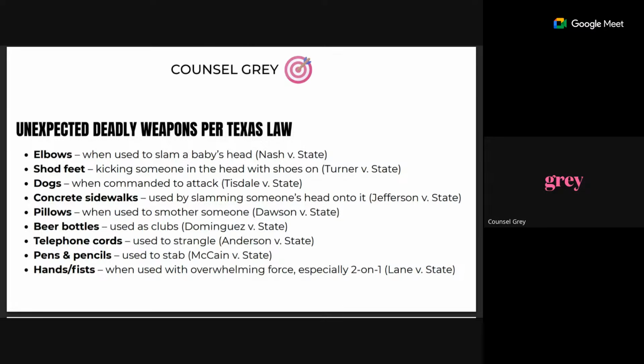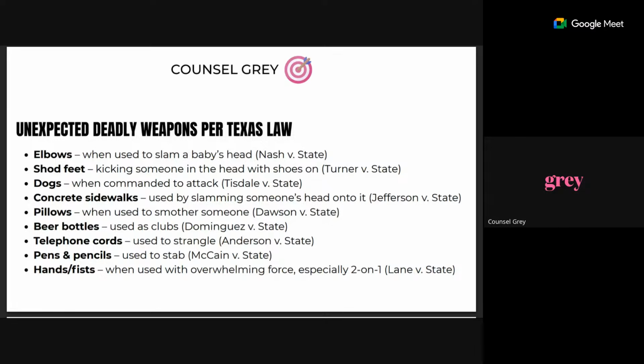Also a dog. You tell your dog, go get him, sic him, right? Concrete sidewalks, right? So you don't even have to pick anything up in Texas for it to be a deadly weapon. And the thing about it is once the court decides that these things are deadly weapons, it elevates an assault into a felony assault, and that opens up a ton of other consequences, okay? Concrete sidewalks. You get into a fight and you bang someone's head against it. How big of a jump would it be to say a bench, a tree, right?